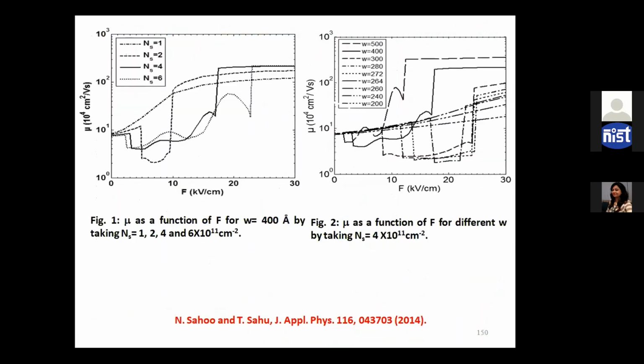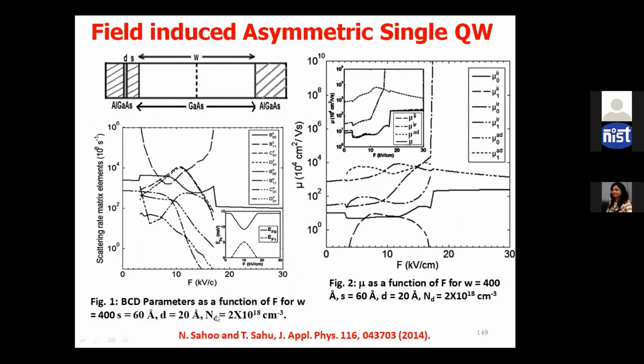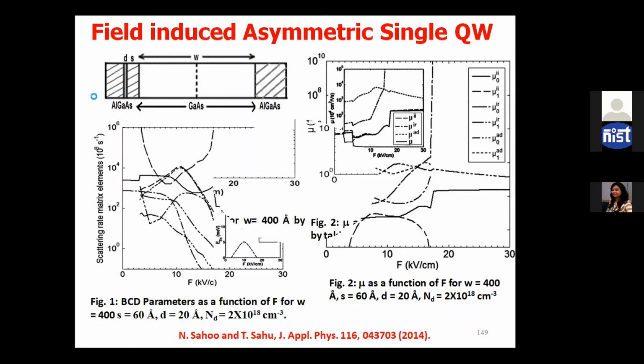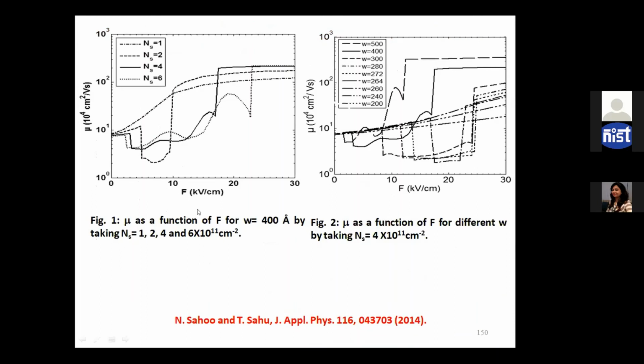Similarly, here we take a specific doping concentration, 2 into 10 to the 8, on the left side. Now if you increase the doping concentration, that behavior changes. You can see for NS equal to 1, as NS increases, the oscillatory behavior is more pronounced, and that oscillatory behavior will lead to very prominent device applications.